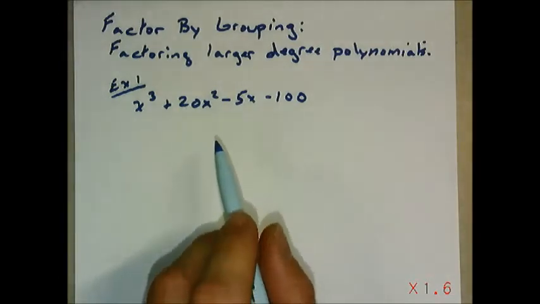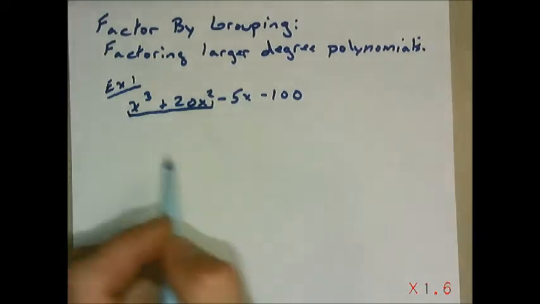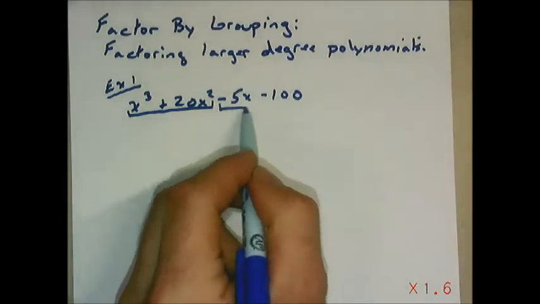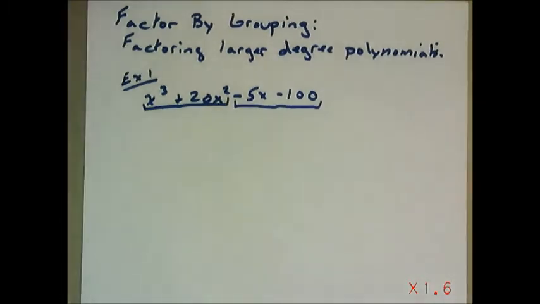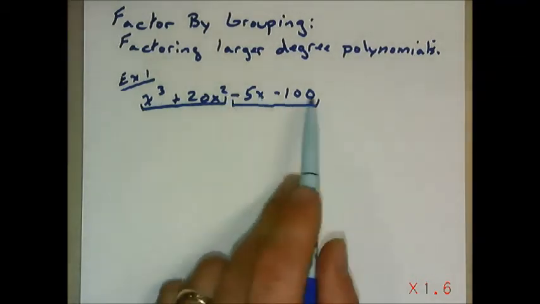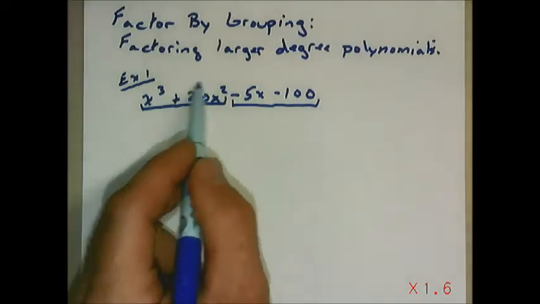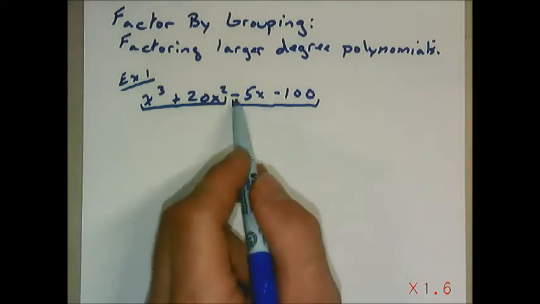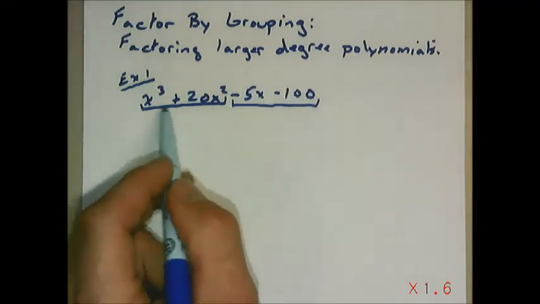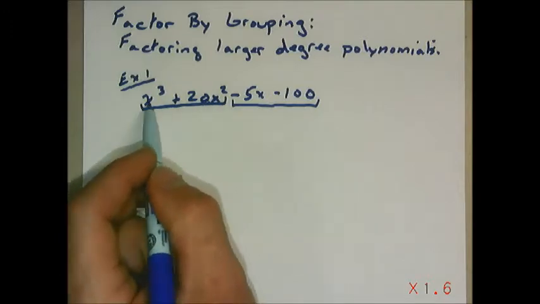But what we can do is group this, maybe group these two together and these two together. Really our grouping is going to be arbitrary. However, a good rule of thumb is that if we have 4 terms, we're going to look for 2 of them and then 2 of them. So we pull these 2 together and these 2 together, and we concentrate on these first 2. We're going to look for a GCF.